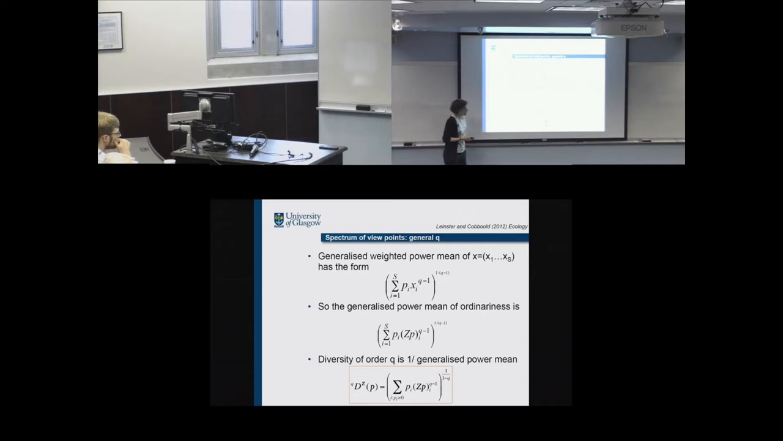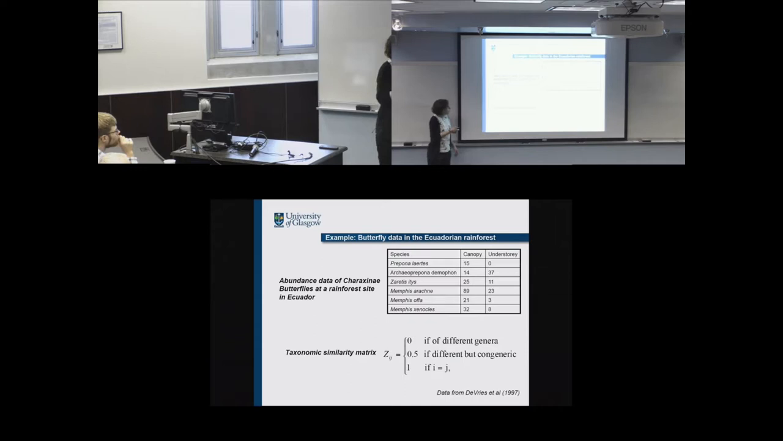Okay. So let me give you an example of some data, butterfly data from the Ecuadorian rainforest. There's two sites. There's the canopy and the understory. And so we've got these various species of butterfly, and there's their abundance. Now, one thing to notice here is that these ones down the bottom are all in the same genus. So what I'm going to do is set up a simple measure of distance for this particular example, where I'm going to basically measure taxonomic diversity. I'm going to set up a similarity matrix where I put 0 if the species are in different genera, 0.5 if they're in the same genus, and 1 if they're the same species completely.